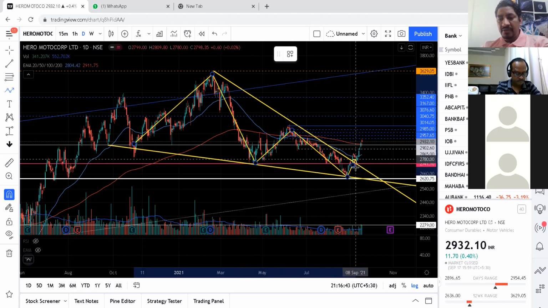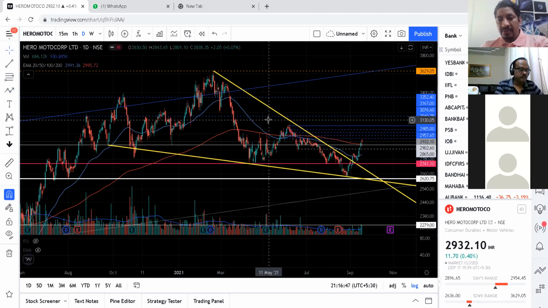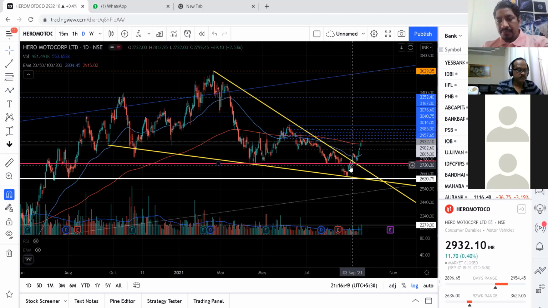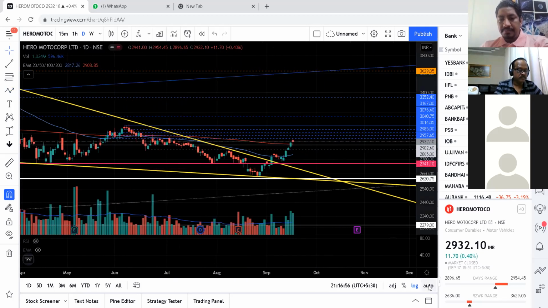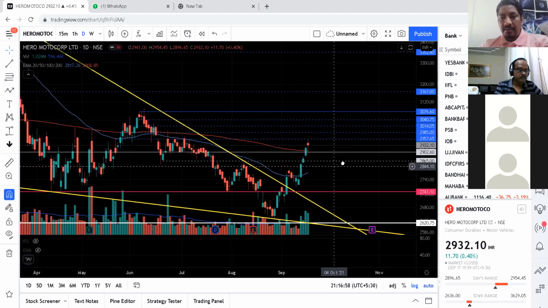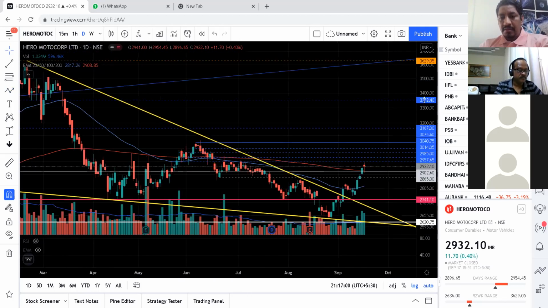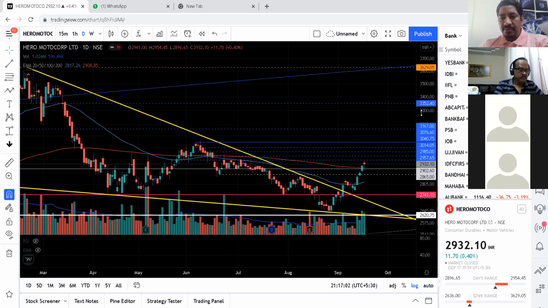So here, have a closer look. I'll delete this one. Have a look only at this particular line. See the breakout and retest here. Have a look here. Is it visible to everyone?